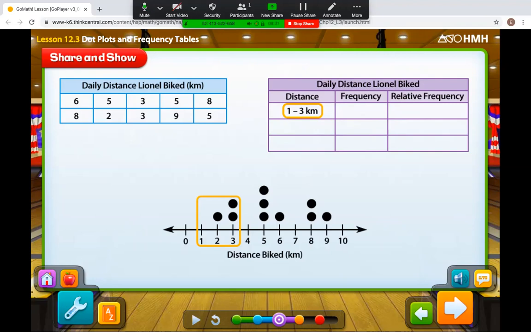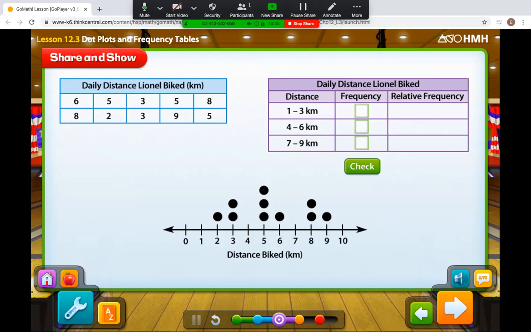As you can see in the first part, we have from 1 till 3. So we will click here. Start with an interval of the 3 distances, 1 kilometer through 3 kilometers. The next interval is 4 kilometers through 6 kilometers. The last interval is 7 kilometers through 9 kilometers. You can use the dot plot to find the frequency of each interval. So let's count.